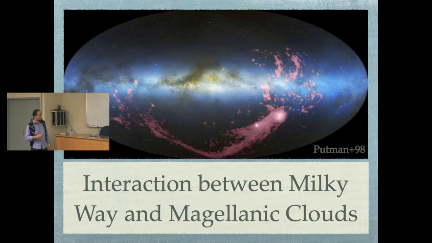And observing the velocities of this gas, it was shown that this is a trailing structure and this is a leading structure. This is called the Magellanic Stream and this is the leading arm. So here is the Large Magellanic Cloud and the Small Magellanic Cloud. Okay, so there are some scenarios for that.